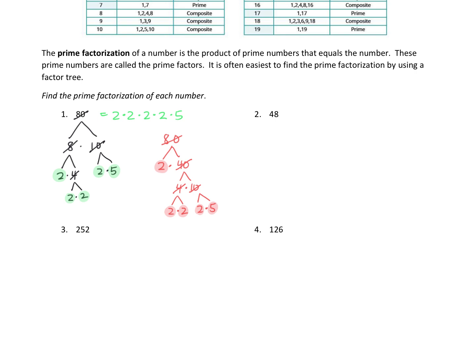So even though I started my tree with a 2 and 40 instead of 8 and 10, at the end I still get 4 2s and a 5. So it doesn't matter which factors you use. Your tree may look a little different, but at the end all of your prime numbers will be the same.